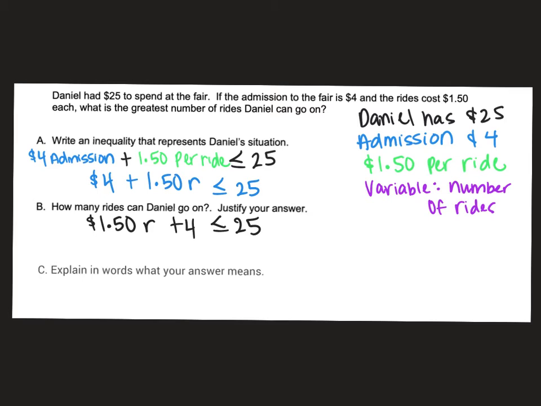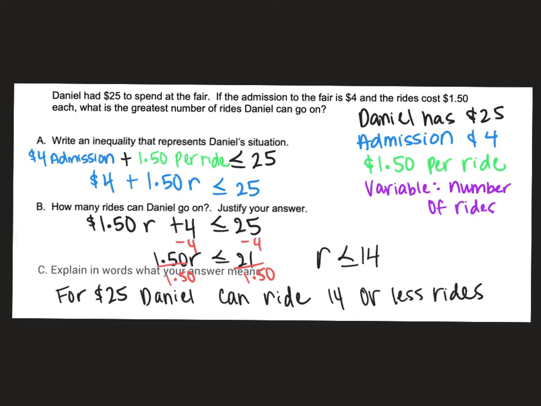Next, we're going to solve this inequality, and I went ahead and wrote it with the variable first because that's typically how you're going to see it. When I'm solving this, I'm going to get rid of 4 on both sides, so I need to subtract 4, and that's going to give me 1.5r is less than or equal to 21. Then to cancel out the 1.5, I'm going to divide by 1.5, and that's going to give me that r is less than or equal to 14. Letter C says to explain in words what your answer means. Our answer would mean that for $25, Daniel can ride 14 or fewer rides.